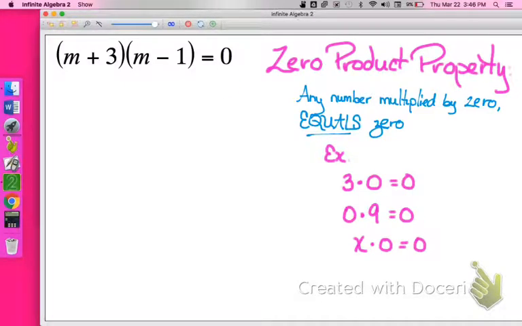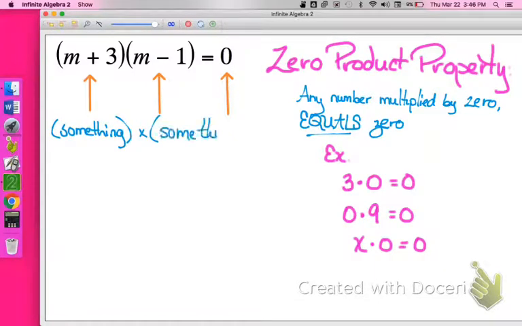Now what you're going to notice over here is that I multiplied two things together and I got 0. So something times something equals 0. So in order for this to be true, in order for me to multiply two numbers together and the answer is 0, I had to multiply it by 0. So it could have been this one right here that I multiplied by 0. So I'm going to set m plus 3 equal to 0.